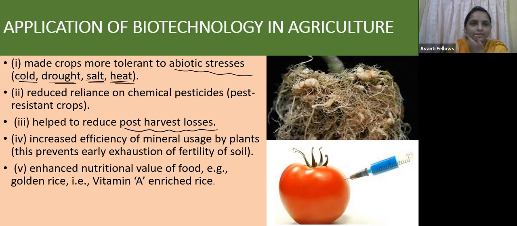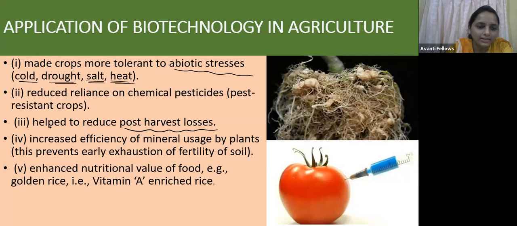The example is the tomato. Here you can see the tomato. When we harvest it, we have to deliver it to the market very fast, because it is going to ripen quickly, right? So guys, by using biotechnology, we have reduced that loss also. In the coming slides you will get to know about that.